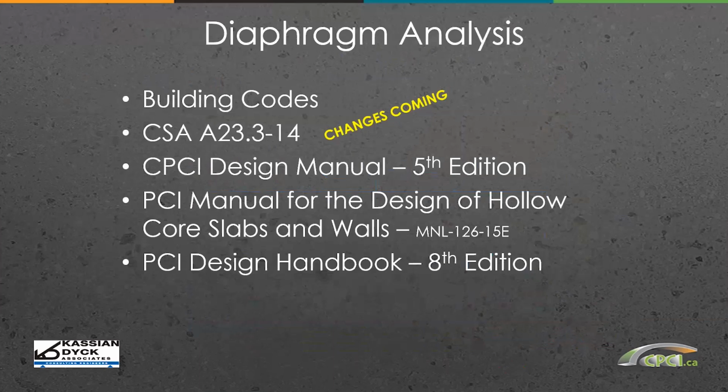Other references that are good for looking at diaphragm analysis include the CPCI design manual. That's available from the cpci.ca website, and also PCI's manual for the design of hollow core slabs and walls, and also PCI's design handbook, which is for American design, but it's a good reference as well and has some good information.